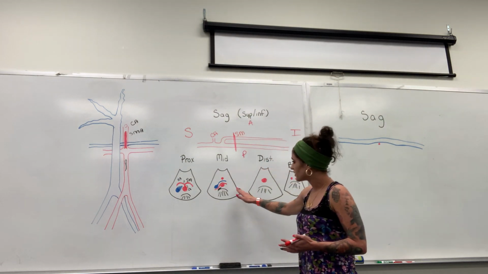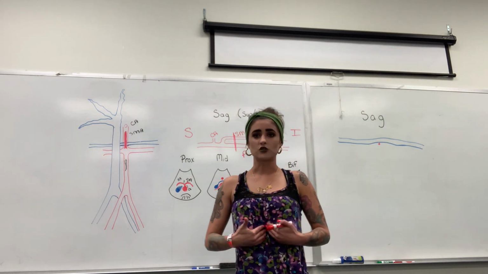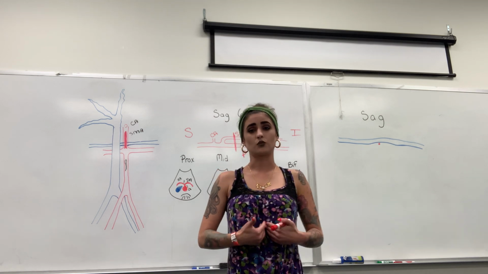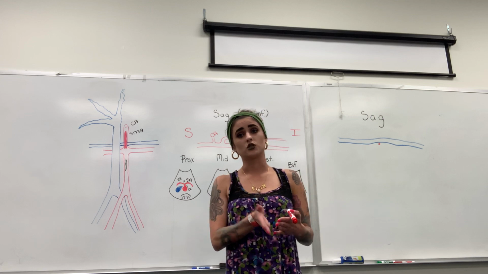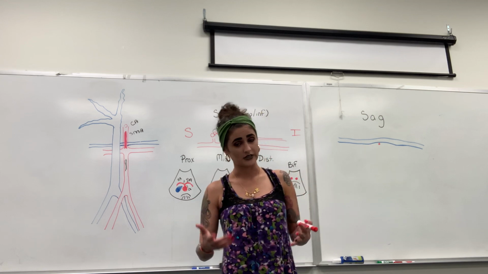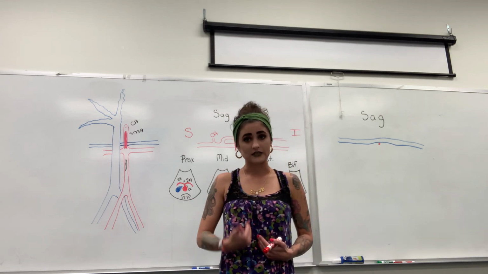But again, if we're looking at this, the left is going to branch off the aorta and course towards the left. The right is going to branch off the aorta and course towards the right. During that coursing, it's going to travel behind, or posterior to, the inferior vena cava on that right-hand side.